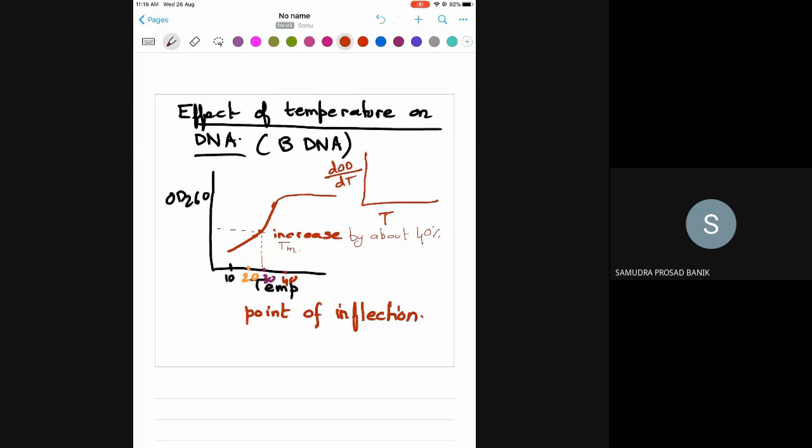How will the graph look now? Similarly, how will it look? Agreed? If we plot dOD/dT, the rate of change of OD with temperature, does everyone agree with this? So this is going to happen. The graph is going to look like this.